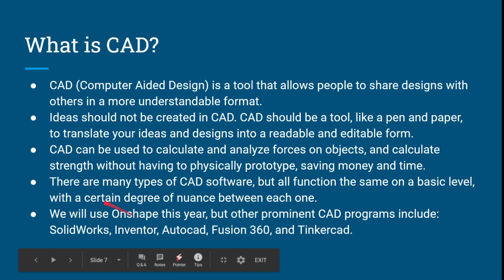So I said Onshape. We're going to be using Onshape this year as our CAD software. Onshape is a cloud-based CAD software that allows you to run it with no downloads. So we'll be using Onshape, but other prominent CAD programs include SolidWorks, Inventor, AutoCAD, Fusion 360, and Tinkercad, which is really good. No, I'm kidding. I did most of my learning at the beginning in Tinkercad because it's a really good way to learn parametric modeling. But then you've got to move up to greener pastures because with Tinkercad there's only so much you can do. Although that so much is actually quite a bit.